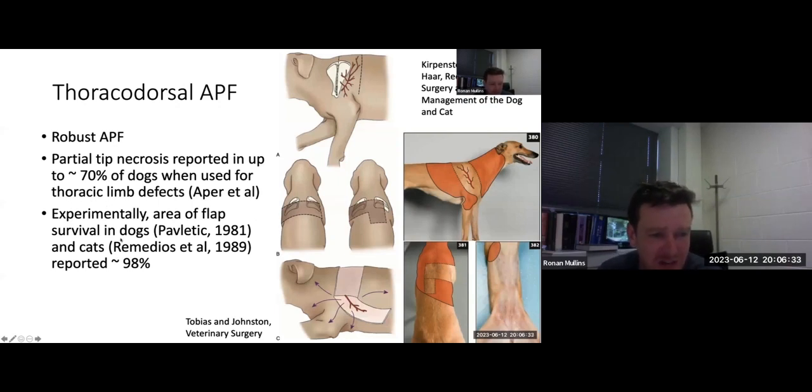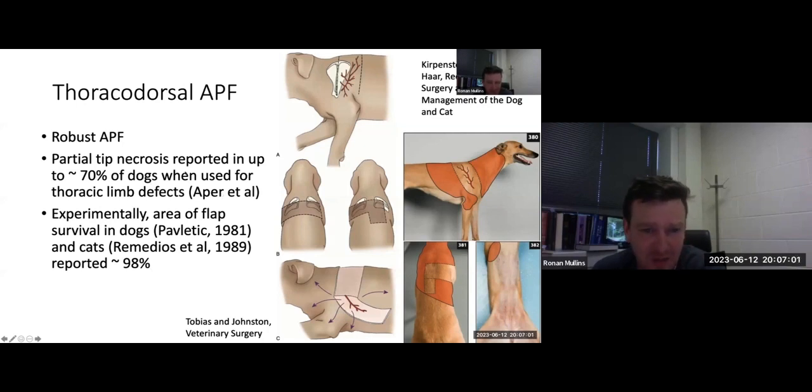If I draw your attention to the experimental studies in cats and in dogs, these are a little bit older studies, and they have very high survival rates in terms of surface area of flaps, almost 100%. But in some of these, the flap isn't actually moved into a new position. It's just elevated and reseated. So potentially that's why there are higher rates of survival in comparison to actually moving them to another area.